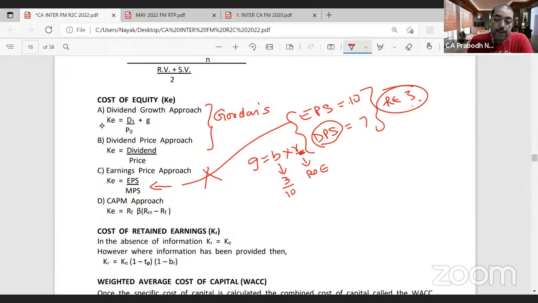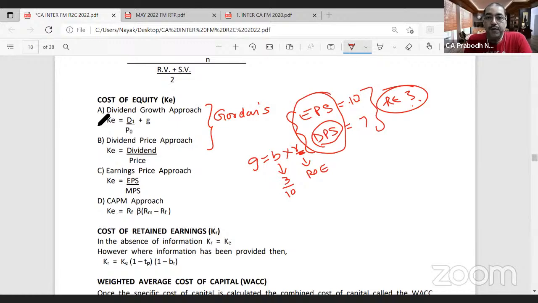Fine. So when the growth rate is not given, it is your additional responsibility to check whether growth rate can be calculated. Check for these two figures given in the question, EPS and DPS. Find out the retained earnings, find out the proportion of retained earnings to EPS, that is the b ratio. Then return on equity must be given to you in the question. Locate that, multiply the two, calculate it. So that is for the first formula.